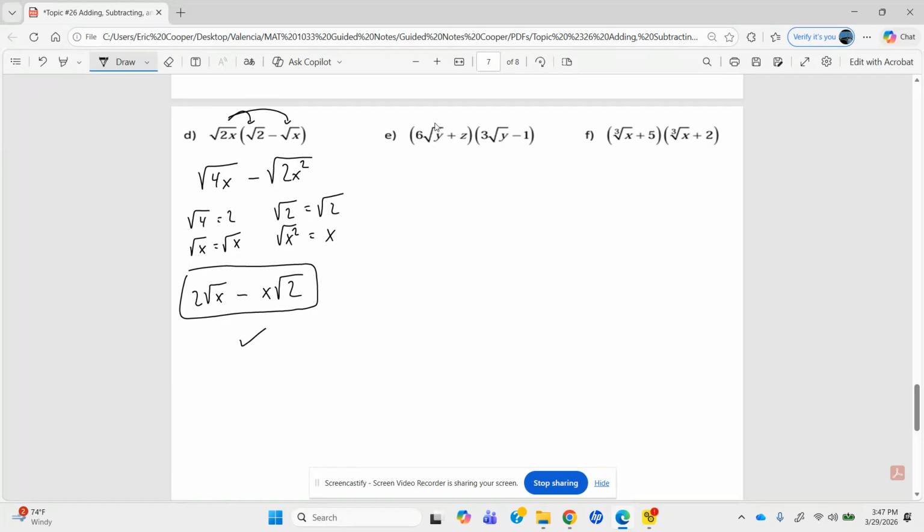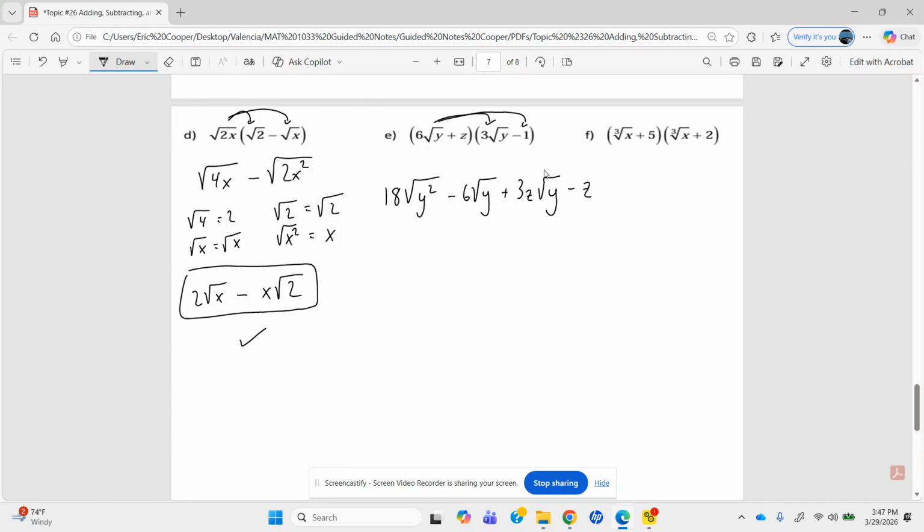Here's another process of FOILing. 6 times 3 is 18. Y times y is y squared. Then we'll do 6 square root of y times negative 1, which means it's negative 6 square root of y, because anything times 1 stays the same. This would be z times 3 square root of y, so it's really 3 times z. So 3z, still with a square root of y, and z times negative 1 is negative z.